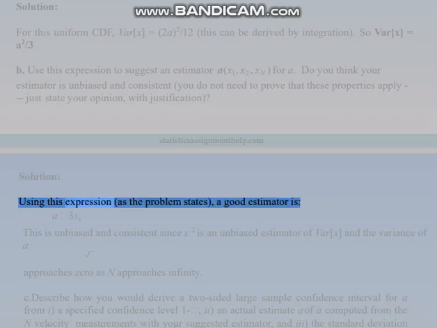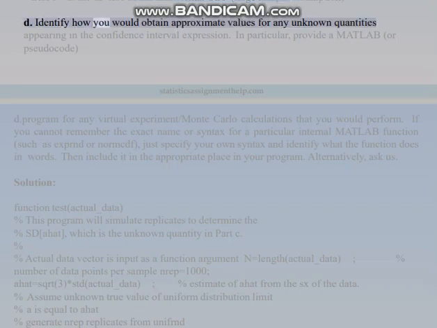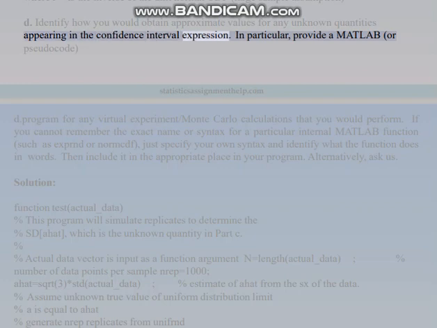Solution. Using this expression, as the problem states, a good estimator is a hat equals the square root of 3 times sx. The confidence interval is a hat minus F inverse of 1 minus alpha over 2 times SD of a hat less than a less than a hat plus F inverse of 1 minus alpha over 2 times SD of a hat, where F inverse is the inverse of the unit normal CDF, by the large sample assumption. D. Identify how you would obtain approximate values for any unknown quantities appearing in the confidence interval expression. In particular, provide MATLAB code or pseudocode.